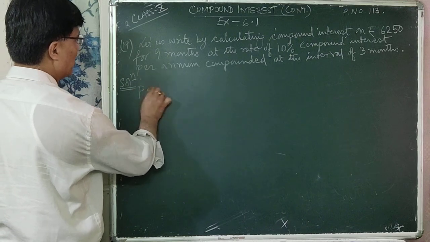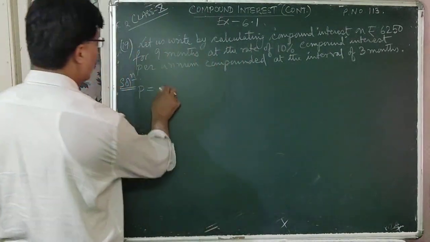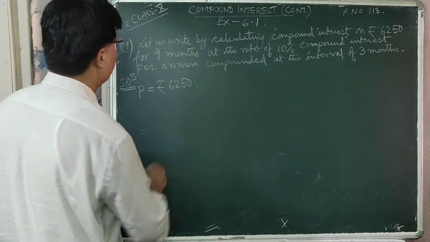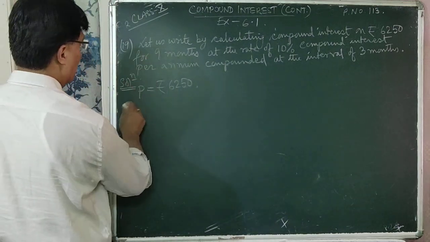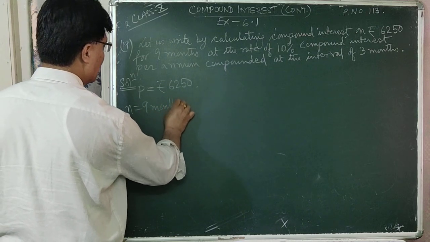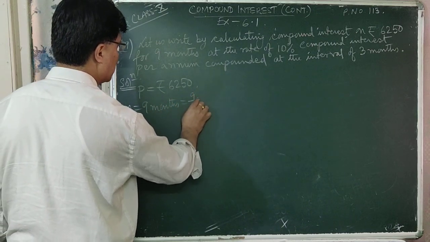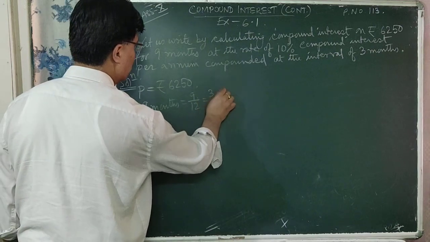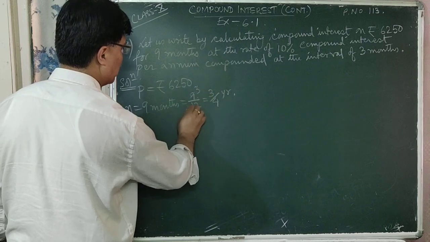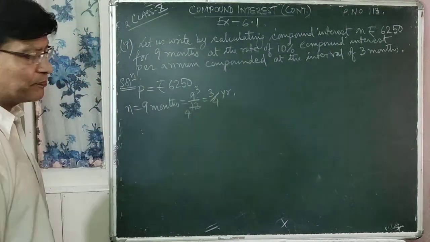What is the principal here? Rupees 6250, right? Time n is equal to 9 months. You have to convert it into years: 9 by 12, which is equal to 3 by 4th year. That is, 3 3s are 9, 3 4s are 12. Is it clear to all of you?